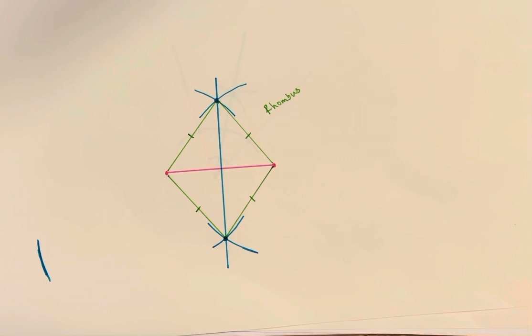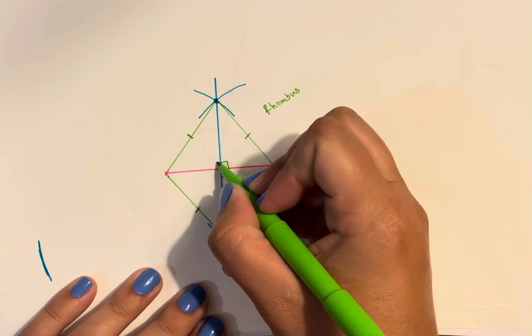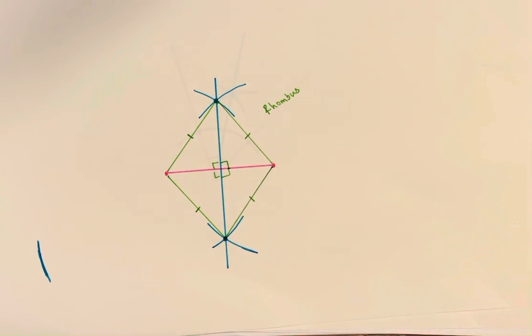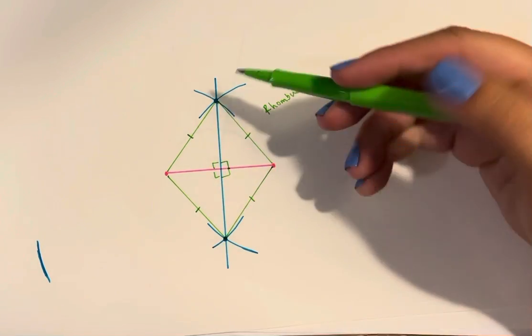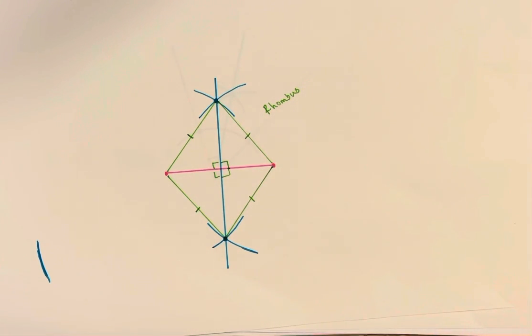So we know in a rhombus, the diagonals are perpendicular to each other. So these are all right angles. So that supports the fact that this blue segment is perpendicular to the pink.